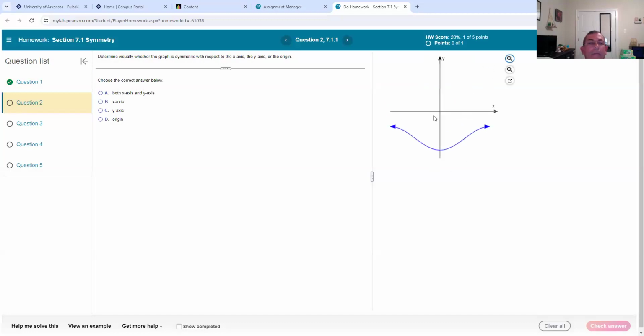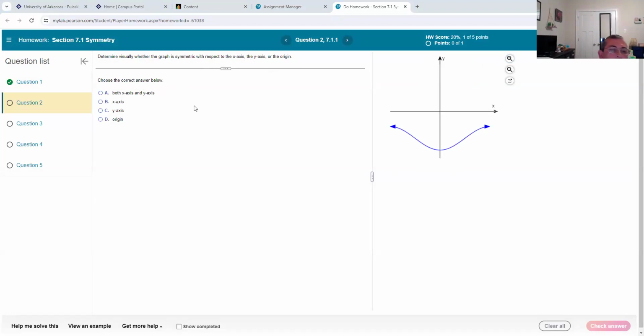All right, y'all. Let's see what they're asking us. Choose the correct answer. Is it symmetric to the x, the y, or the origin? So A says both the x and the y. B says the x. C says the y. D says the origin. So what would y'all pick on this? Is it symmetric to the y, the x, or the origin, or both the x and the y?